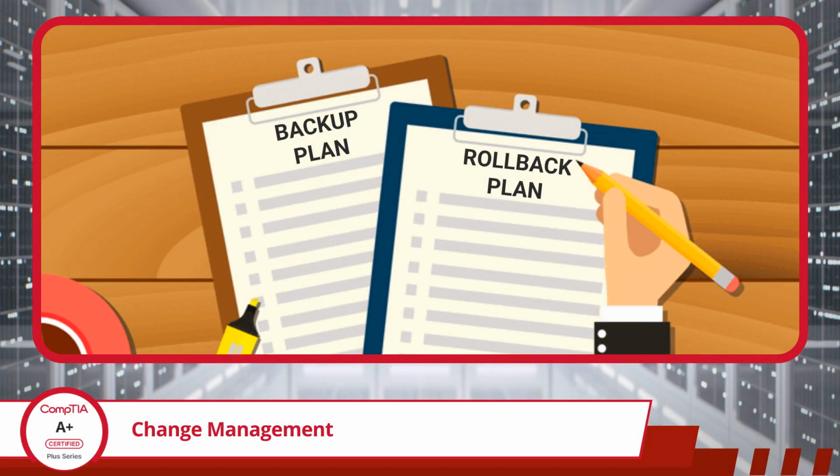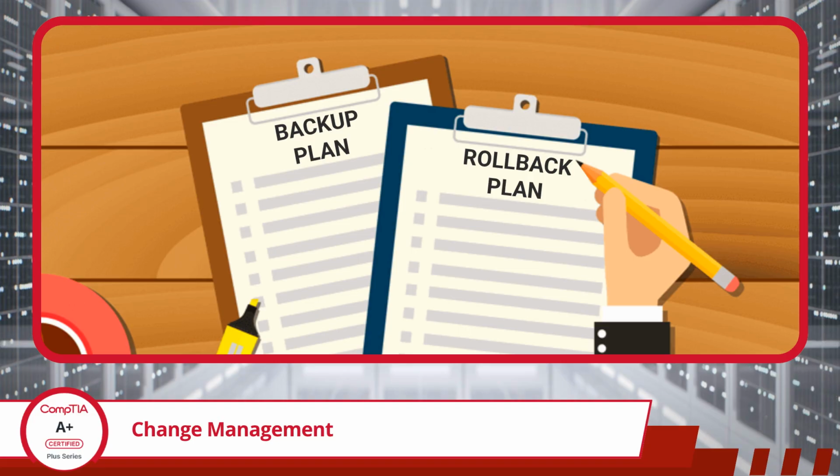Even with careful planning, things do not always go according to plan. That is why organizations create a rollback plan. A rollback plan outlines the exact steps required to reverse the change and restore systems to their previous state if problems occur. Think of it like an emergency exit route. Hopefully you never need it, but you definitely want it available before things catch fire.